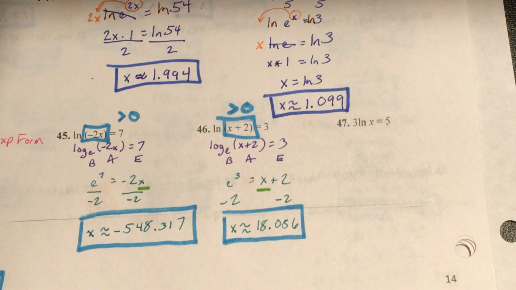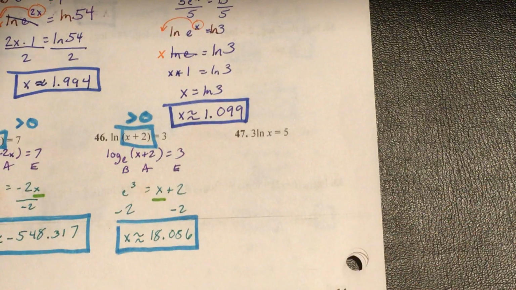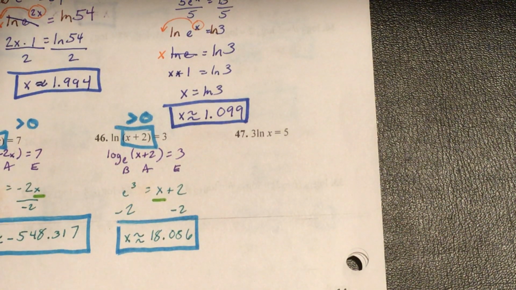So that truly is our solution. All right, moving on to the last problem on this page. We've got 3 times the natural log of x equals 5. So again, I have a single log, so we're going to have to put it in exponential form to solve.